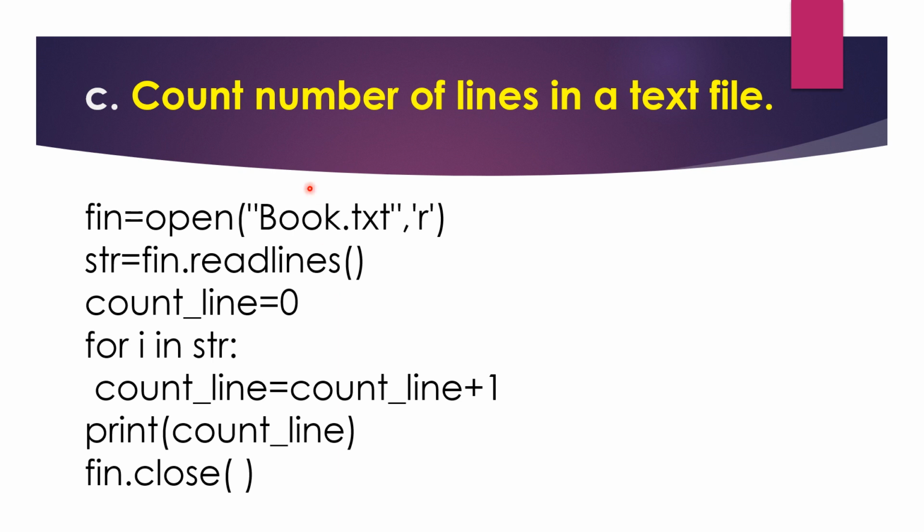That means if "count number" is written in one line, "of lines" in the next line, and "in a text file" in the third line, then it will give first "count number", then after that "of lines", and then "in a text file".